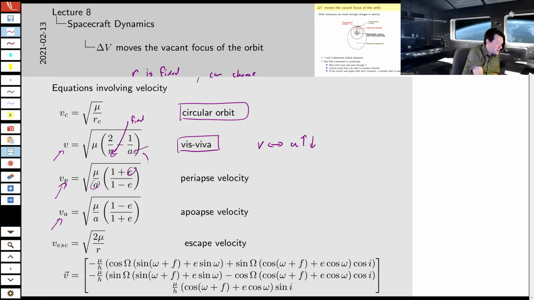Now, how did we get from here to here? These are actually new equations for you. All we've done here in this case is we've substituted Rp equals a(1 minus e) in this case, and in this case we substituted Ra equals a(1 plus e). So that's where we got those equations. We just substituted in, did a little simplification, and we got those two equations.